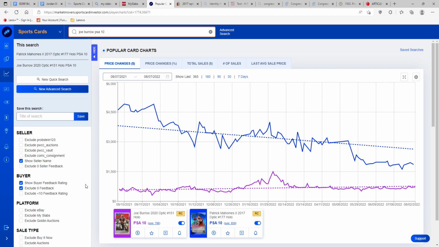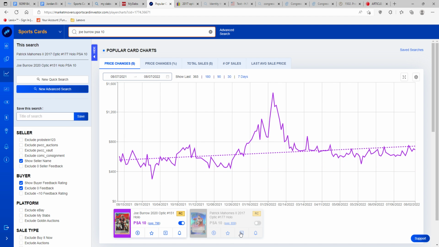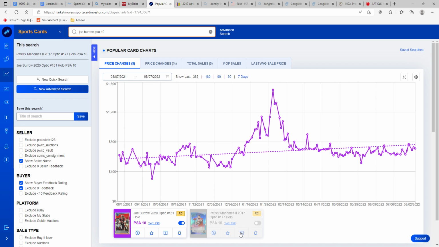You can trade them. But if we look at these tools, we can see that on today's date, one of them is a much better buy than the other. So I'm going to take away the Patrick Mahomes graph for now, and we're just going to look at the Joe Burrow graph. So the first thing that we should ask ourselves is whether or not there is a relatively flat trend line, if it's a steep upwards trend line, or if it's a slightly downwards trend line.